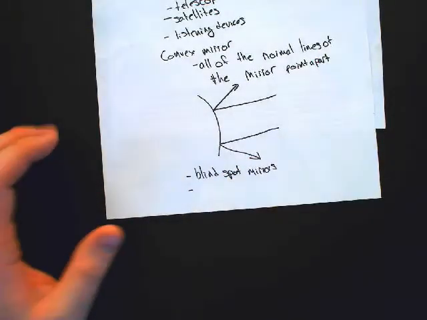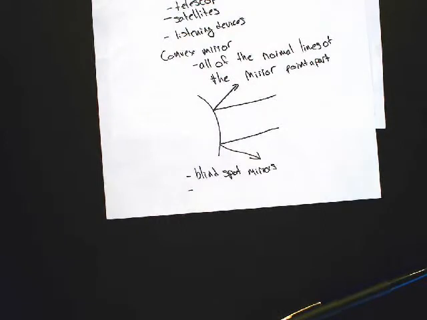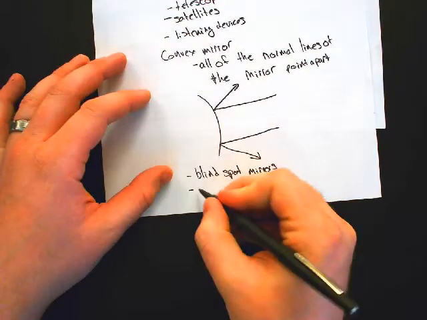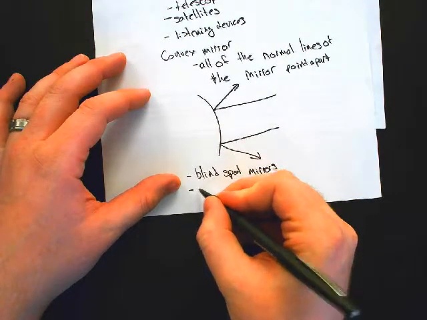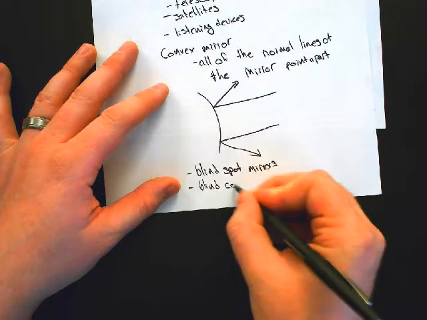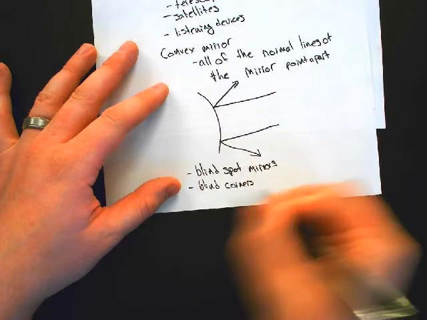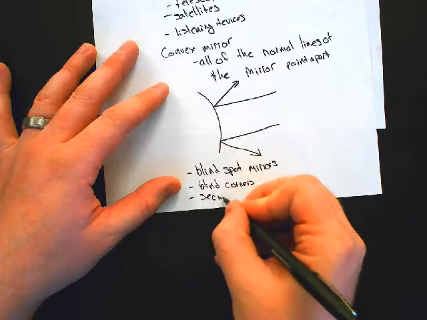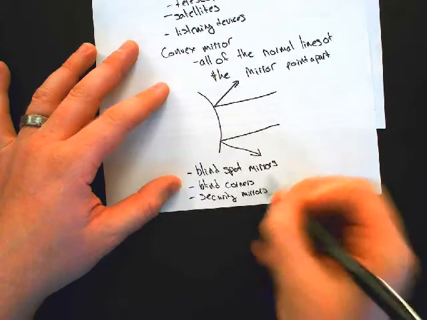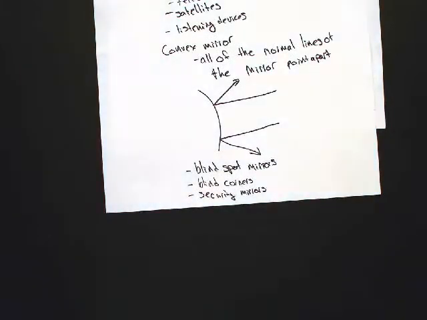The writing's only on the passenger side? Yeah, that's so it's not distracting in your motion check mirror. Okay. So blind spot mirrors, these are for blind corners, and security mirrors, all of which are trying to provide you with a wider field of view, but at the sacrifice of detail.